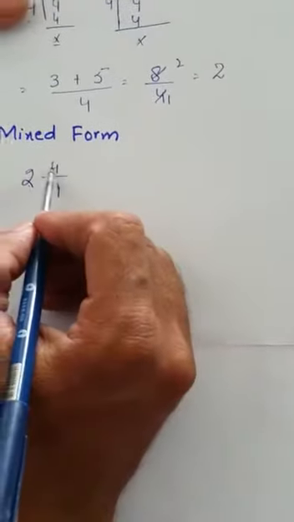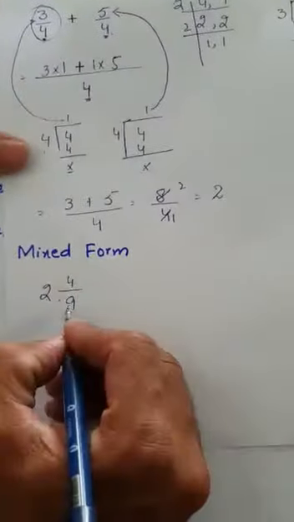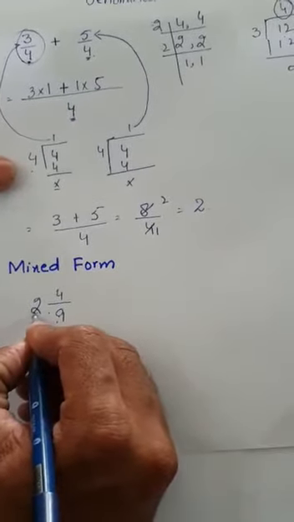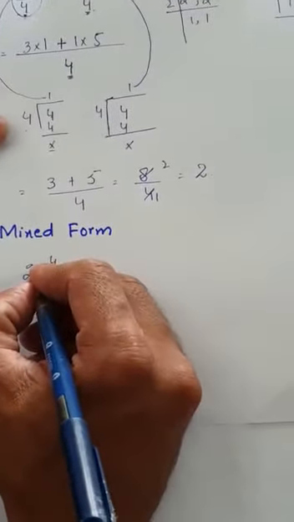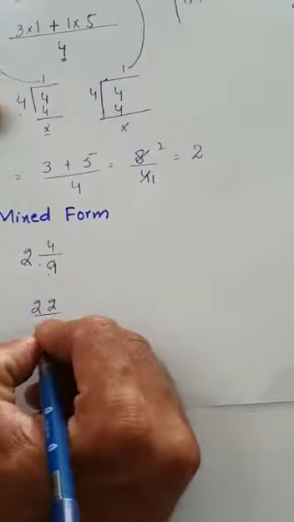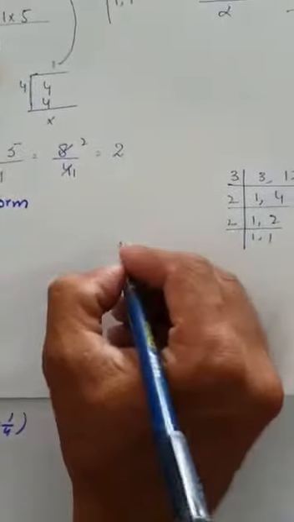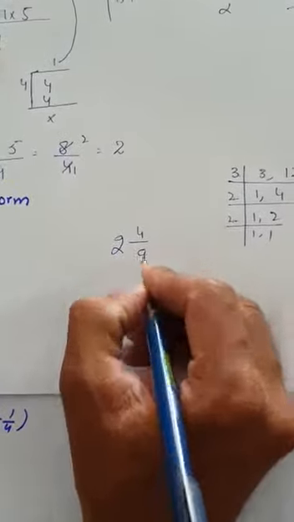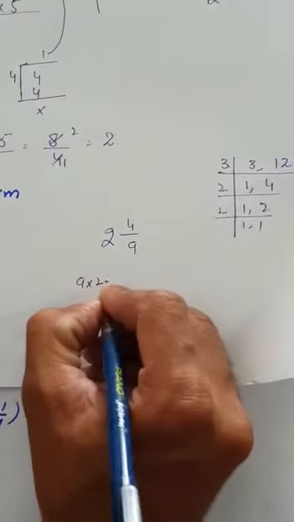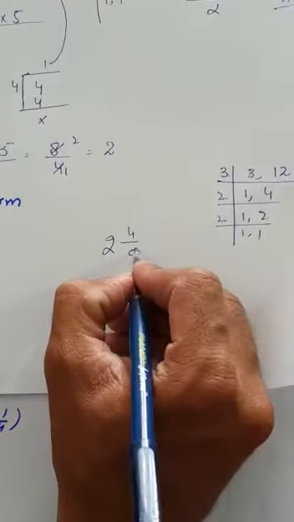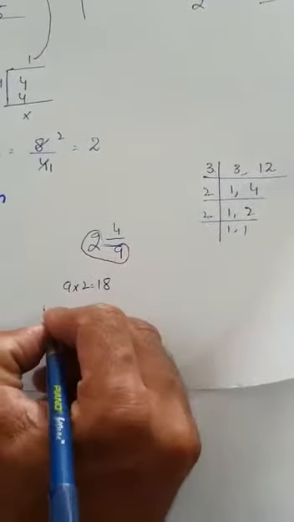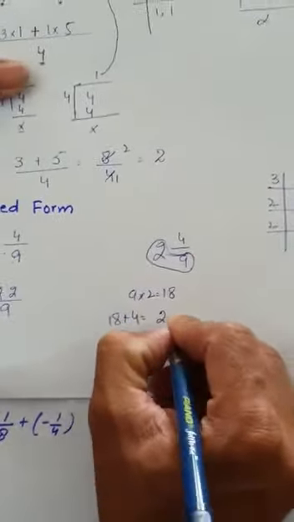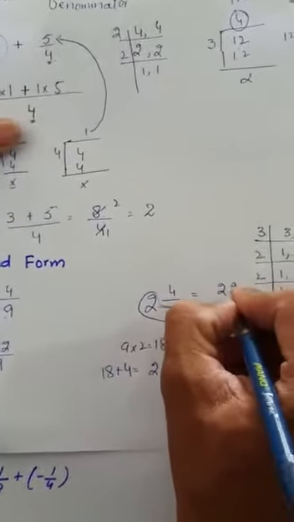So first of all, if you want to convert this fraction in this form, what we will have to do, first of all, we will multiply this 9 by this 2. 9 ones are 9, 9 twos are 18, and after this we will add 4 to 18, which will be 22 over 9. Okay, I'm expanding it for you. 2 and 4 over 9. First of all, we multiply 9 by 2, which is equal to 18. After this, we will add 4 to it. 18 plus 4 is equal to 22. So our answer will be 22 over 9.